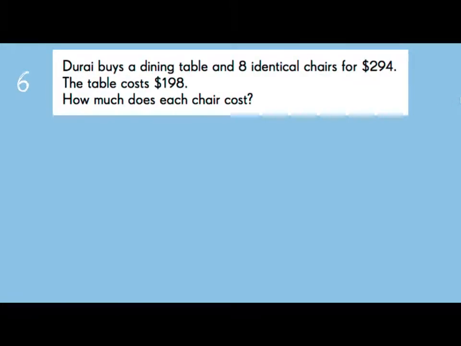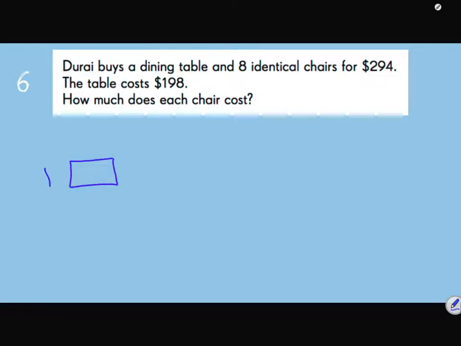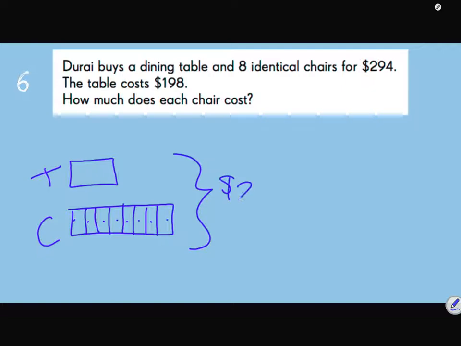All right, let's check out number 6. Number 6 says, Durai buys a dining table and 8 identical chairs for this cost. So he has a table, which costs a certain amount, and then he has some chairs, and there's 8 of them, and they're identical. So I'm going to draw 8 equal parts. Notice that my table is a different size. It doesn't have a dot in it. I don't know how big that is. But what I do know is that when he buys the 2 of them together, they cost $294.